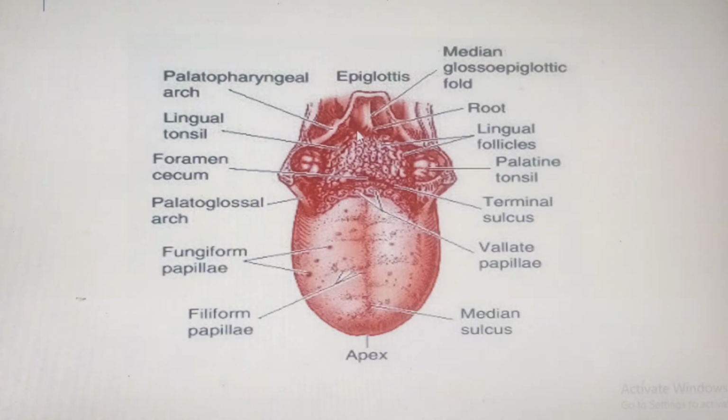Now, ladies and gentlemen, what I want you to know is that you should not confuse this lateral glossoepiglottic fold, which is just lateral to the median glossoepiglottic fold, with what we call the palatoglossal arch. Because this palatoglossal arch is what we call the anterior pillar of fauces. Sorry, the posterior pillar of fauces, because it's more posterior. And then of course there's another pillar of fauces, which we call the anterior pillar of fauces, being the palatoglossal arch.